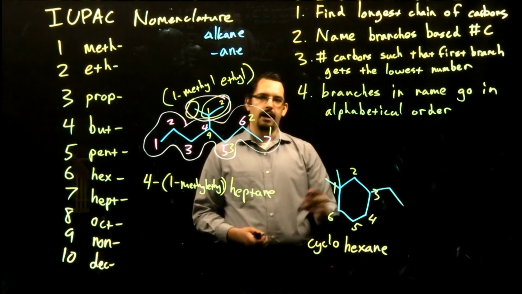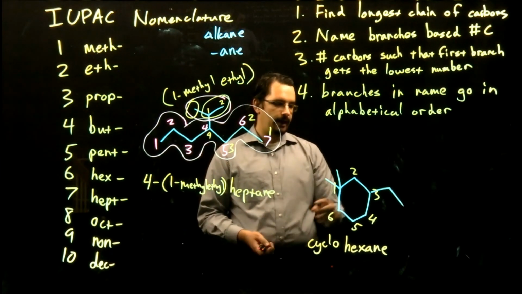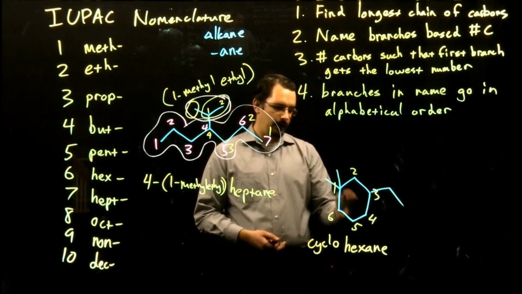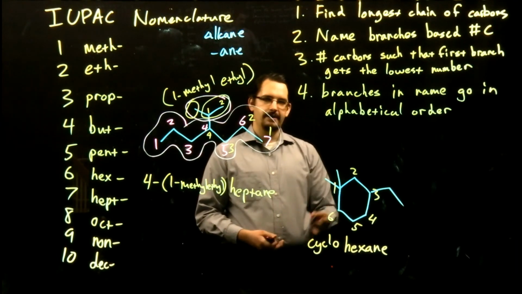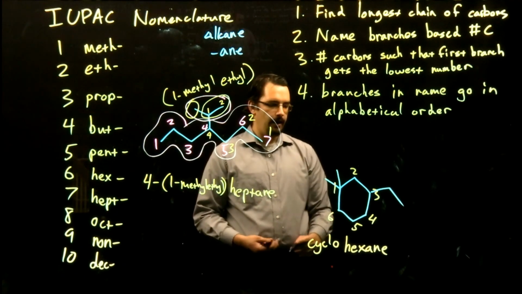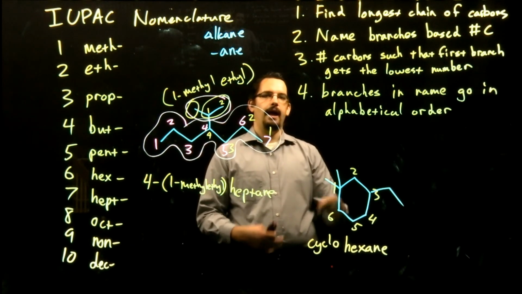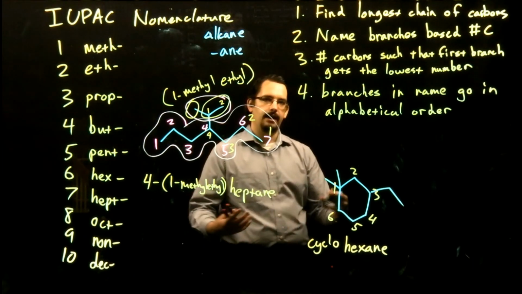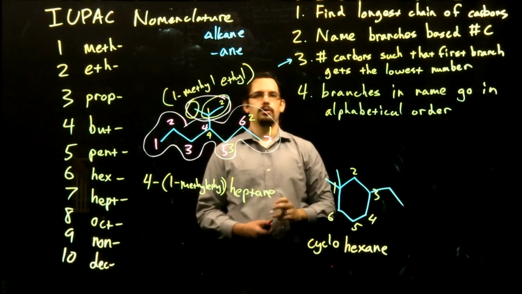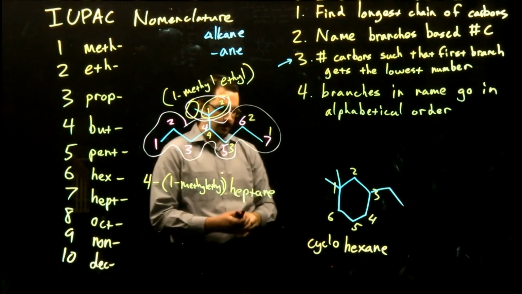Now for branches on a cycloalkane, we always put our first branch at the number 1 position because it really doesn't matter where we start in our numbering, right? We could theoretically start our numbering anywhere, so we always want to start our numbering at a branch because that gives our branch the lowest possible number. Again, going back to our rule 3 here, where we're trying to get that lowest overall number.